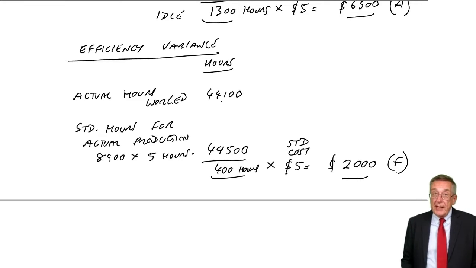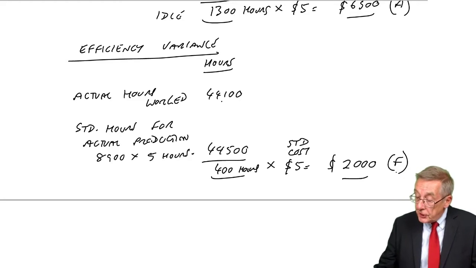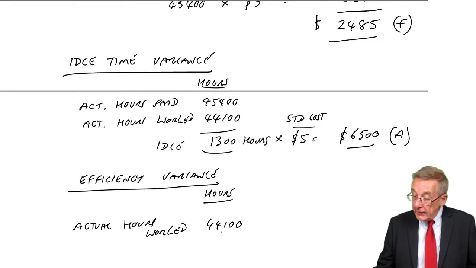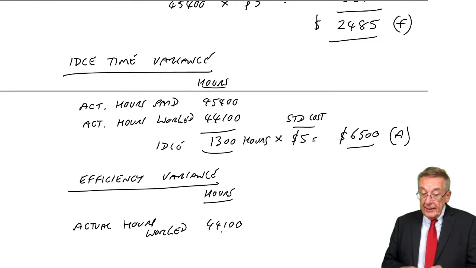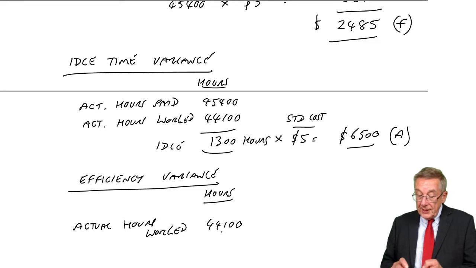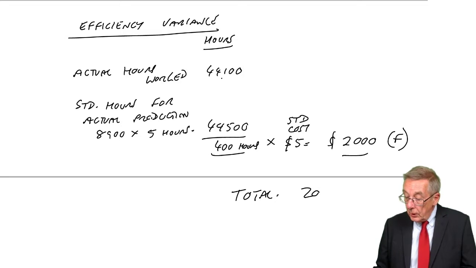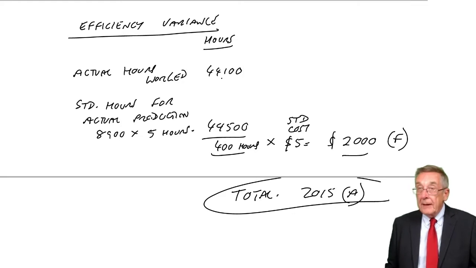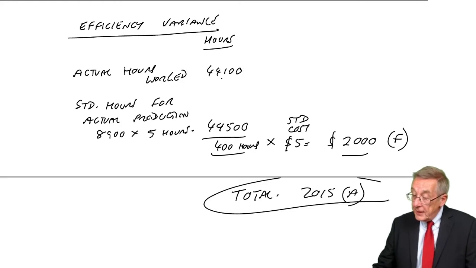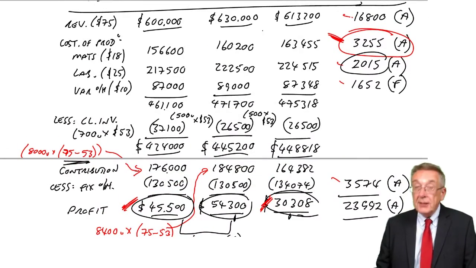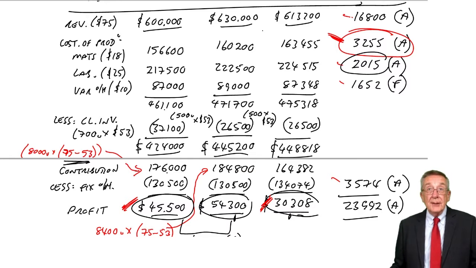Again, in the exam, don't waste time checking yourself, but here we can check because with those 3 variances, 2,485 favourable, 6,500 adverse, and what was it? 2,000 favourable. The total of the 3 is 2,015 adverse. And again, if you look back to what we did in the last lecture, the total labour variance, it was indeed 2,015. So we knew we'd overspent.